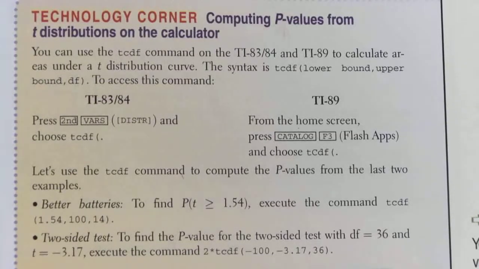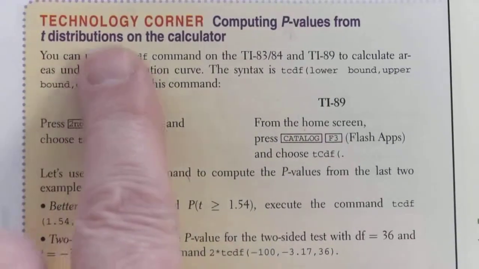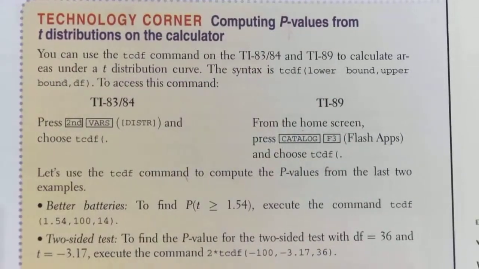All right, so today is March 13th, and we are working on 9.3, Technology Corner on page 569. We are talking about a test statistic for mu, for the sample mean, t-distribution, and being able to plug it in our calculator. So this is a real quick business.